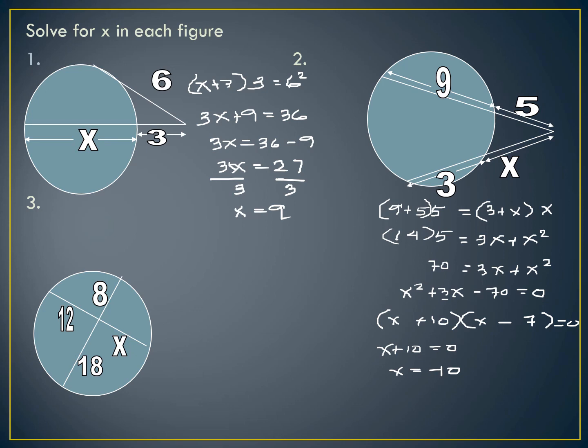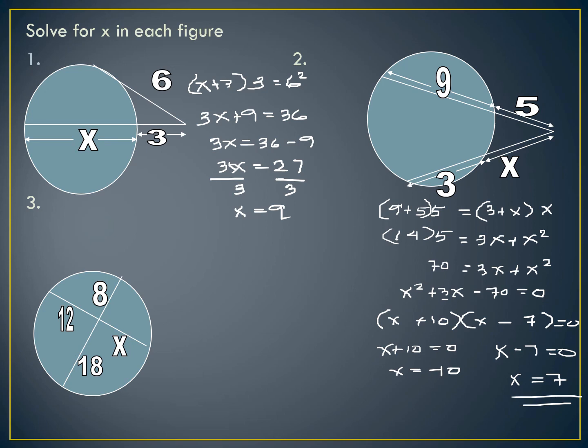Yung other one naman, we have x minus 7 equals 0. So, x is equal to 7. So, since x is equal to 7 and that is positive, that is accepted. So, it means we have 7 plus 3, that is 10, times 7, which is 70. So, same din dun sa kanan na 14 times 5 is 70.